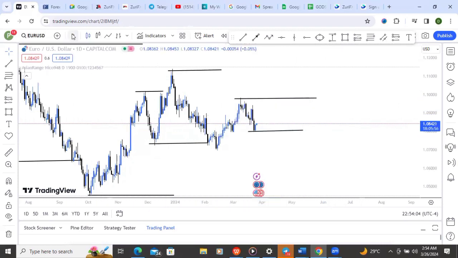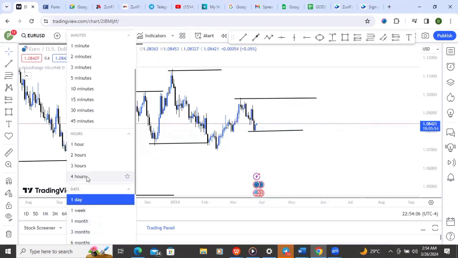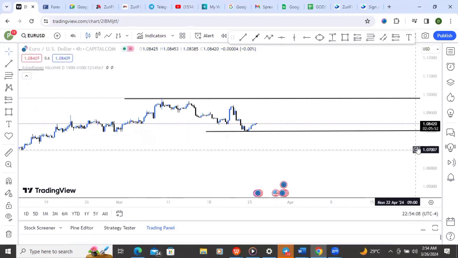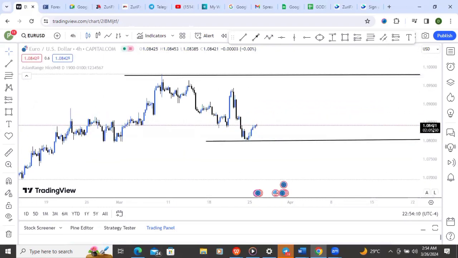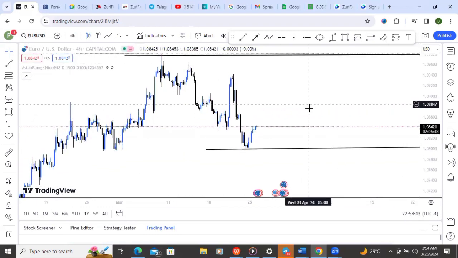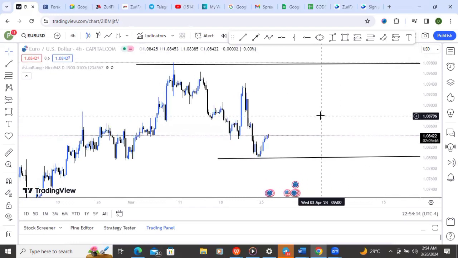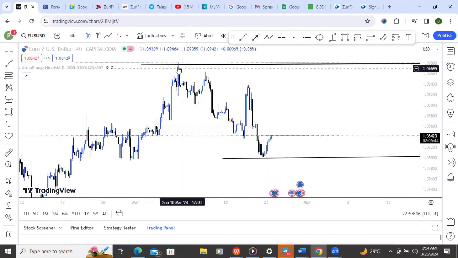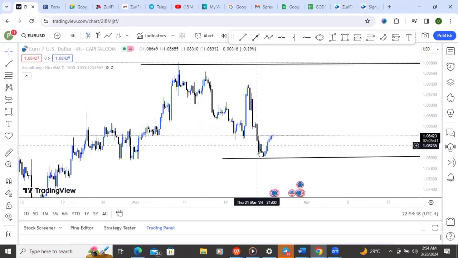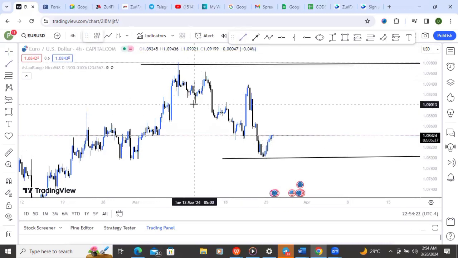So if I switch to my 4 hours time frame, now where can we see that structure break? Price ranging from here down to this zone. So we clearly see that we have market breaking structure to the downside.